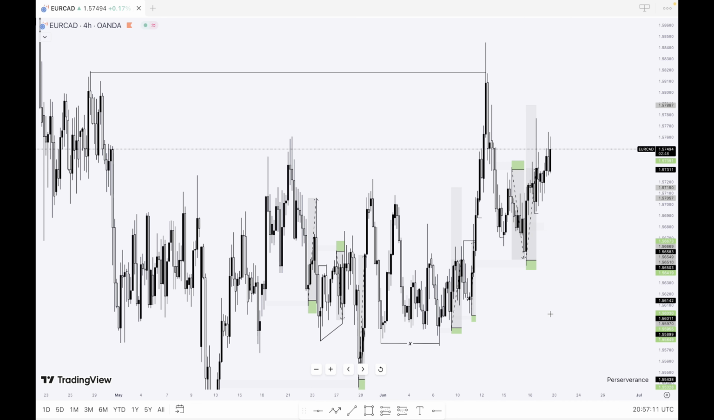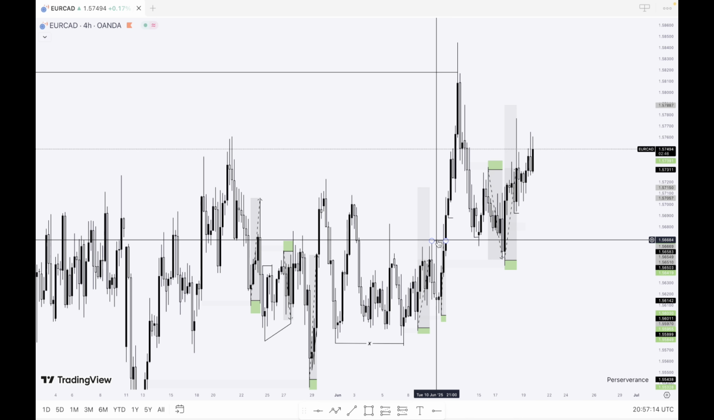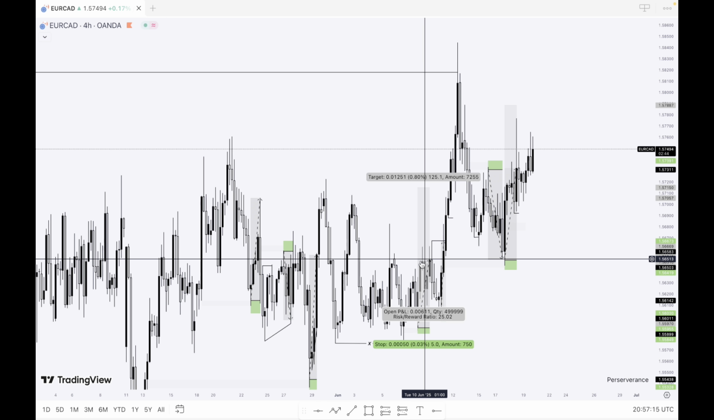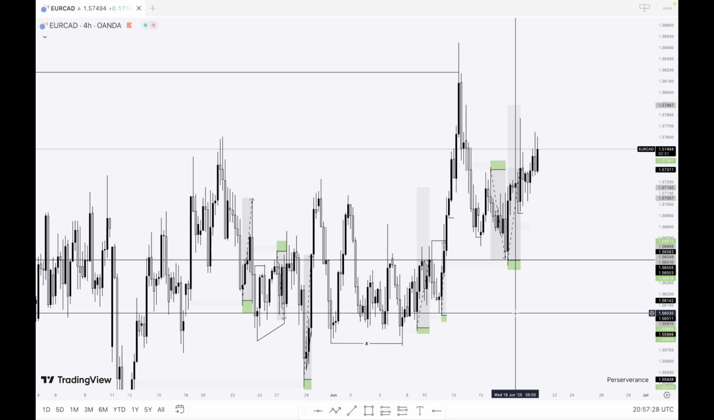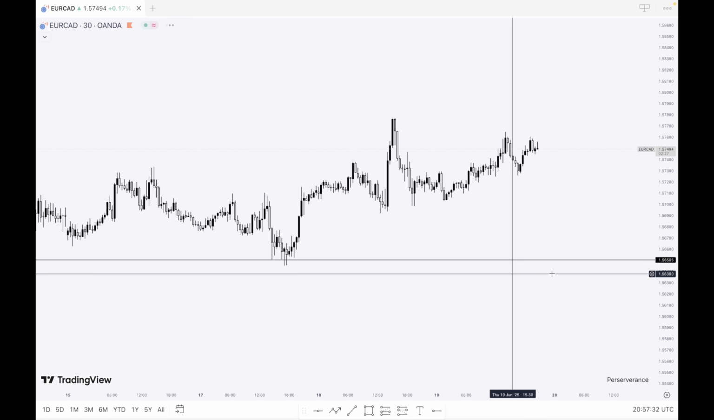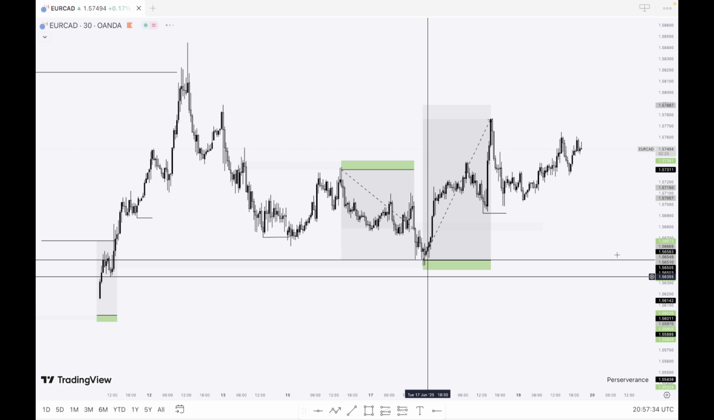Now we are going to mark, since we have our change of character here, before this change of character there's actually a breaker block here, right, which means this black breaker block, which means in other words there's actually a support at this level, right? So we'll mark that one. Then we'll go down to the 30 minutes time frame, right?